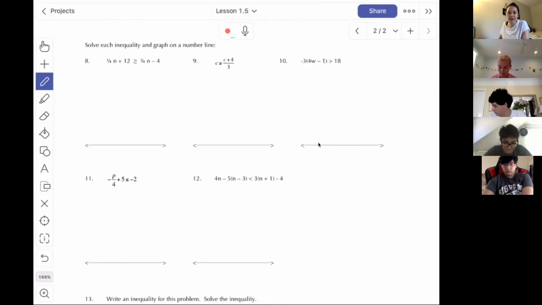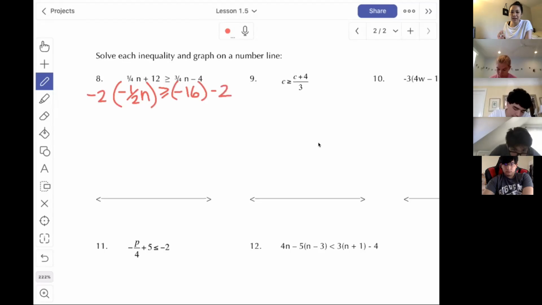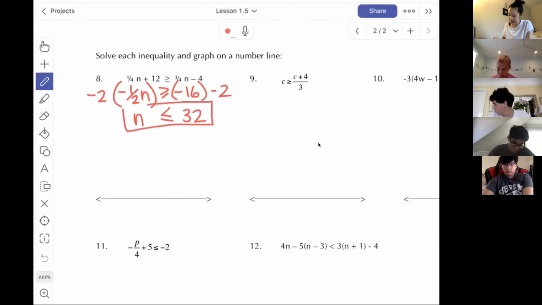All right, so starting with number 8. This one has a fraction. Go ahead and isolate your variable. I'm going to subtract 3/4 n to this side, so I get negative 2/4 n, which is negative 1/2 n. Subtract the 12, and I get negative 16. And now I'm going to multiply both sides by negative 2. Since I'm multiplying by a negative, I'm going to switch the sign. Left-hand side simplifies to n. Right-hand side simplifies to 32. All right, so solid dot shading to the left of 32.